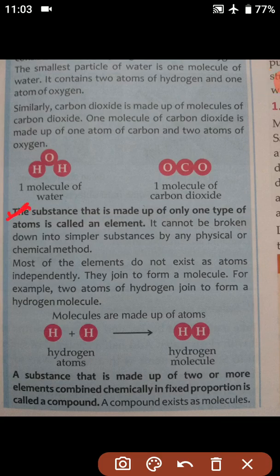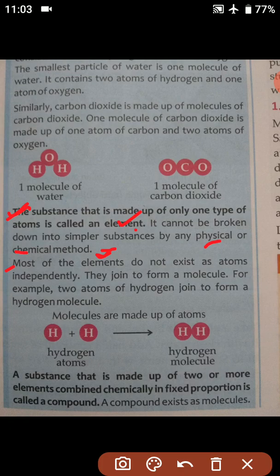The substance that is made up of only one type of atom is known as an element. It cannot be broken down into simpler substances by any physical or chemical method. Most of the elements do not exist as atoms independently. So students, what is an element? An element is a substance that is made up of only one type of atom.